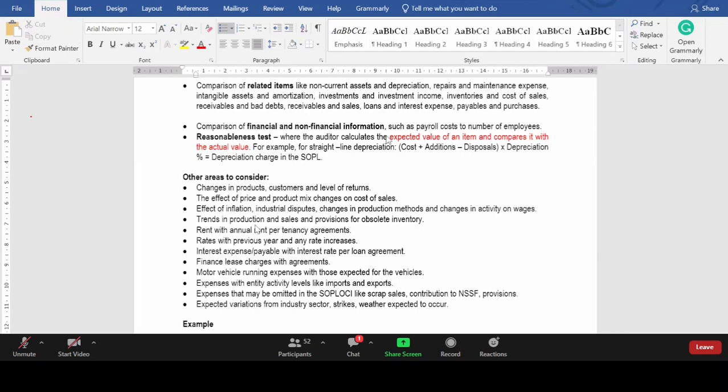Sales, you do a trend analysis. Trend analysis will mean you look at 5 years. You see sales for the previous 5 years. You even put a graph. Have they been increasing or decreasing? If sales are decreasing, now there's a problem. So as an auditor, you also look at that.